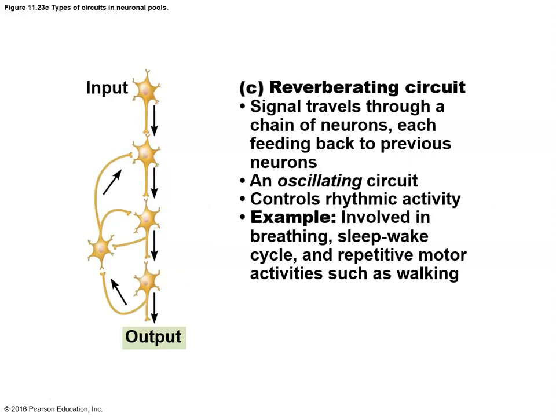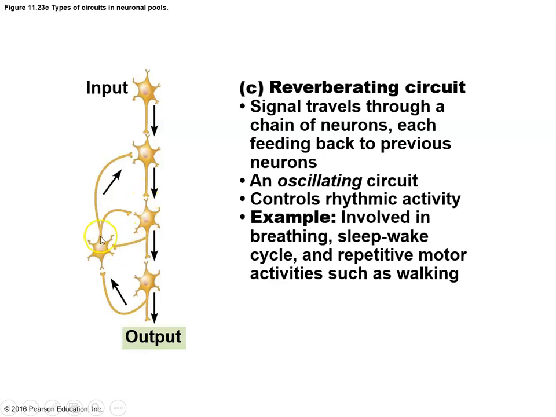A reverberating circuit is really neat in that it allows for repetition of signal with only one input. So let's say we had our one input here. It went to the next nerve, to the next, to the next, and got an output of some sort. As that nerve signal was traveling through, it would come out here and bounce back around, or reverberate, basically echo, and come back into the system.